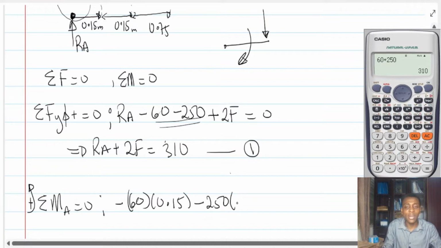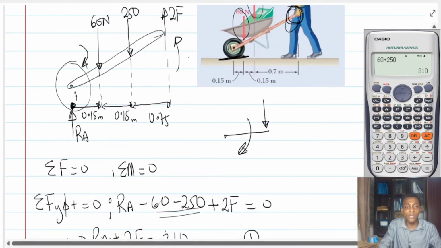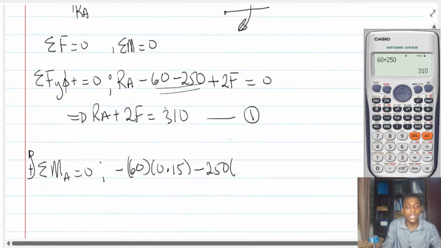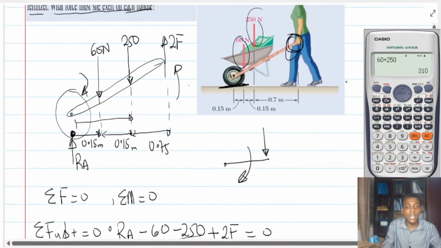Then I'll multiply this by the 250 over here. The distance from this point to this point is going to be 0.15 plus 0.15. That's 0.3. So I'm going to multiply this by 0.3. And then finally, I'm going to look at the 2F and the distance. This is 0.7 meters. Now, over here, we're going to do all the way from here. Then we come to this point, and that is going to be what?